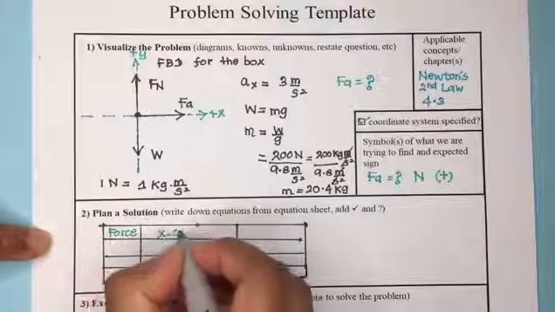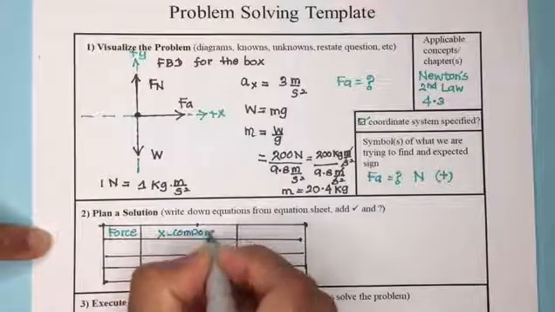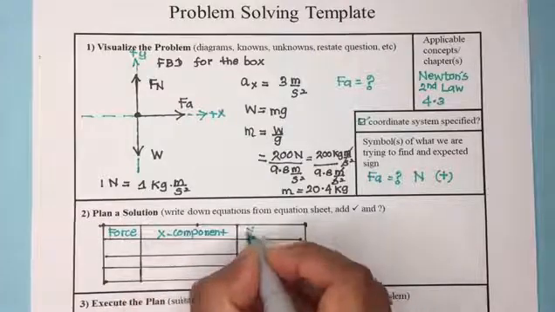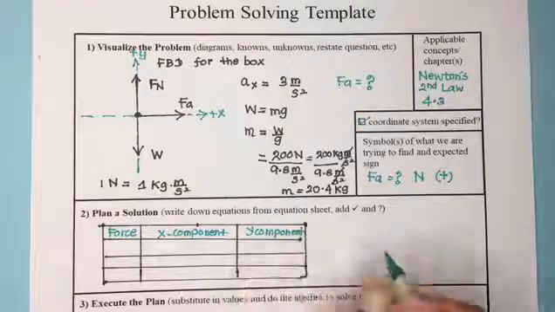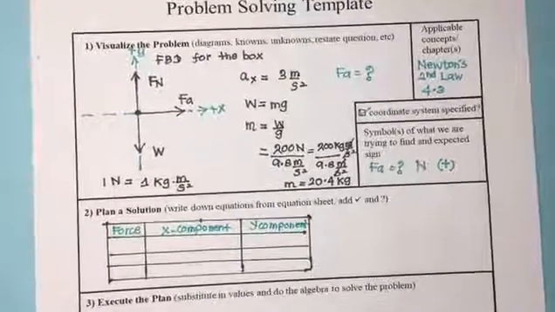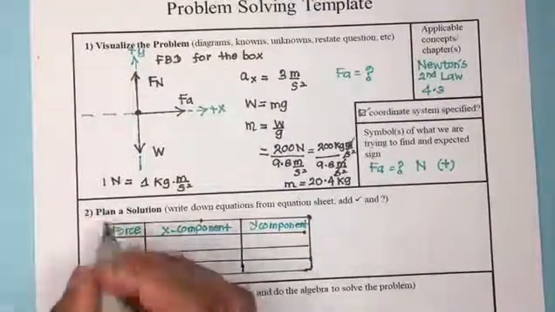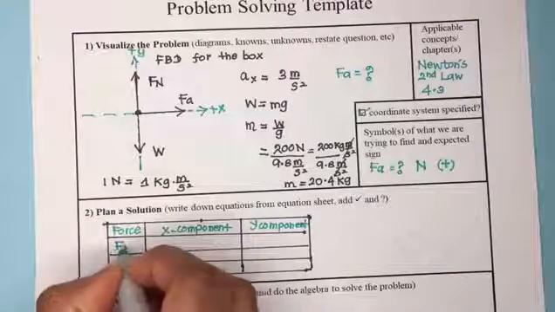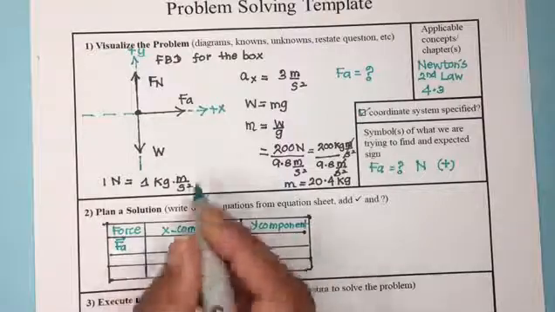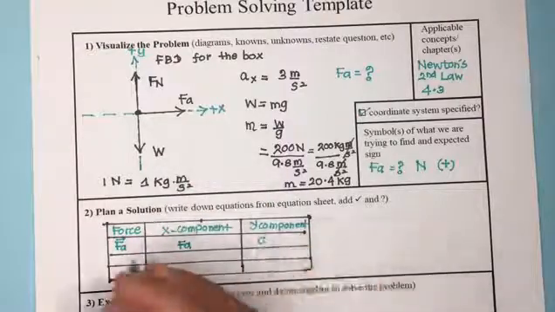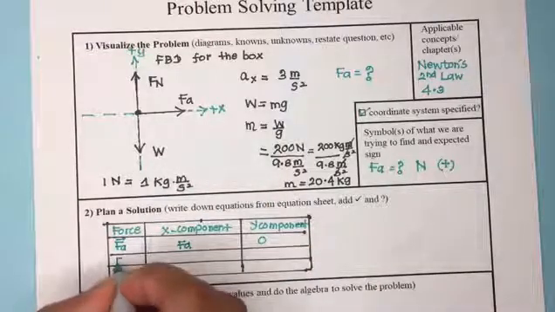Now I'm going to plan a solution. Let's start with the chart. I'm going to look at each force, and then I'm going to find out the x and y component of each force. So let's look at the x and y component of each force. Force applied is acting to the right. So there's only x component for the force applied. It's positive. And y component is 0.